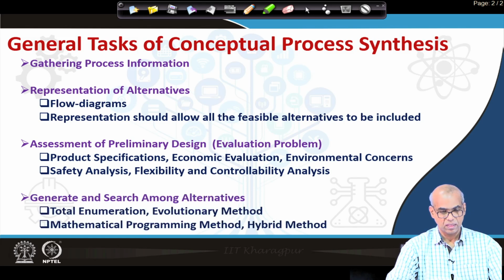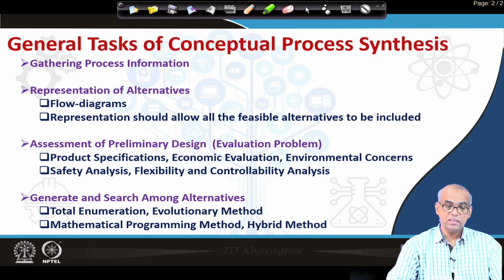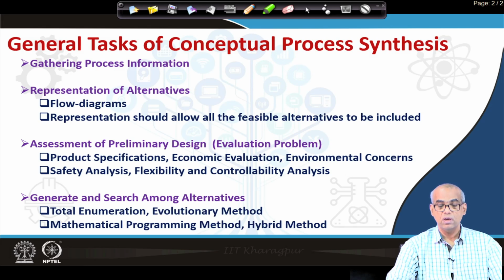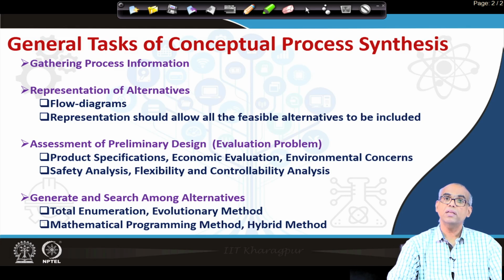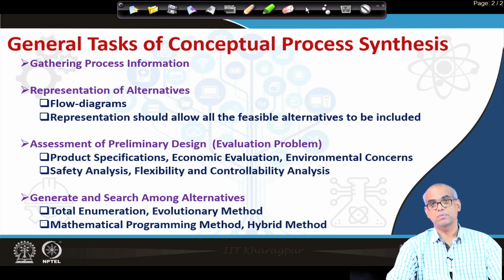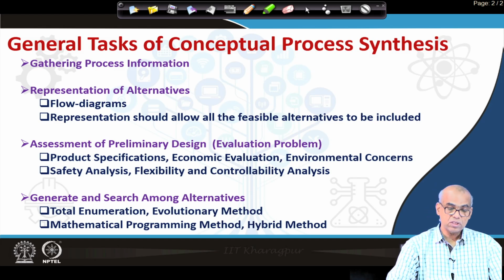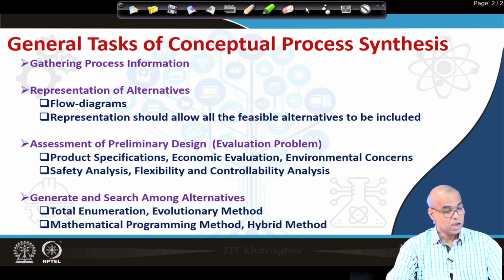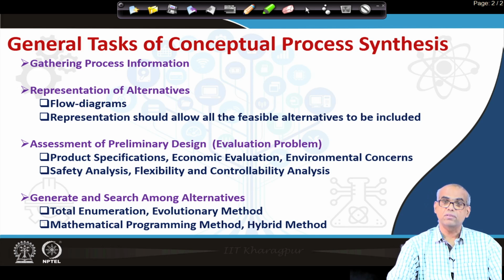Then generate and search among alternatives. So, while selecting the best possible design, we must be able to generate various alternatives and search among the alternatives. There are various methods such as total enumeration, evolutionary methods, mathematical programming method, hybrid methods, etc.